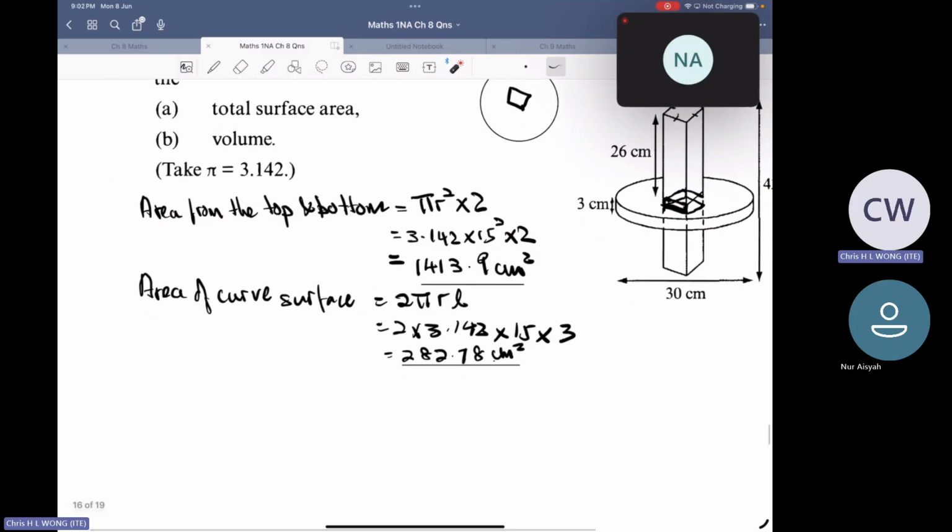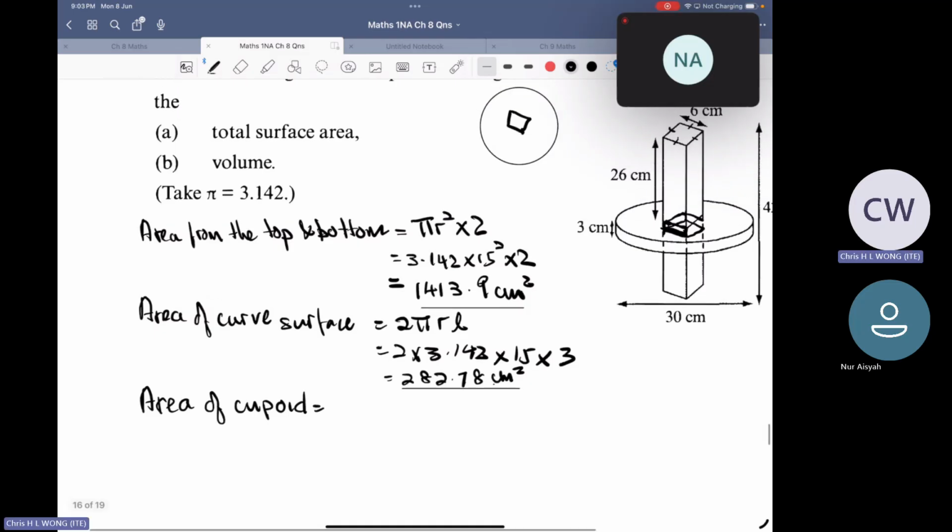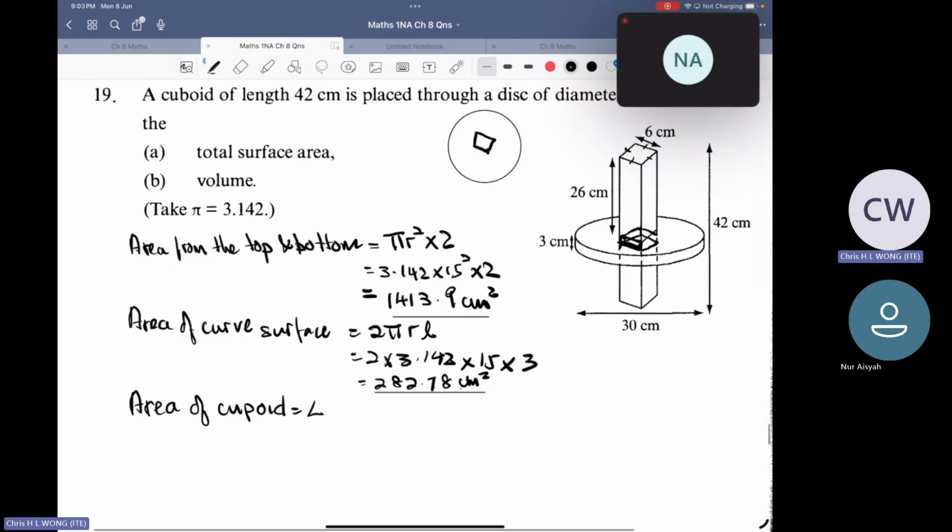Area of cuboid. The cuboid is the square thing, equals the whole length, which is 42, right? 42 times 6 times 4. 4 sides, that will give me 42 times 24. 42 times 24 gives me 1008. 1008 cm square. Underline, I need it.